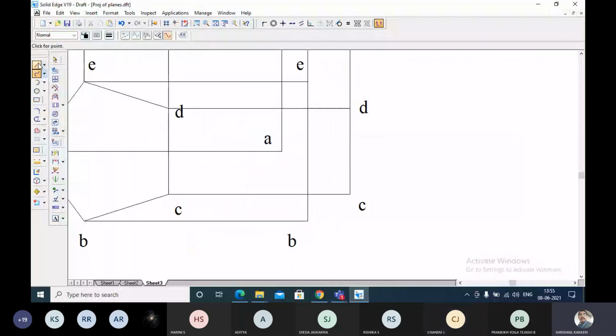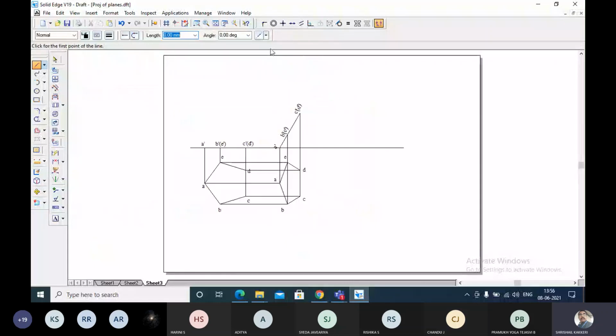I'm going to write A, B, C, D, E, and A. And if you commit a small mistake, if you are not joining at the ends, what happens? After taking the printout, the examiner will come to know you committed a mistake. It should not happen. Okay, now this much is over.